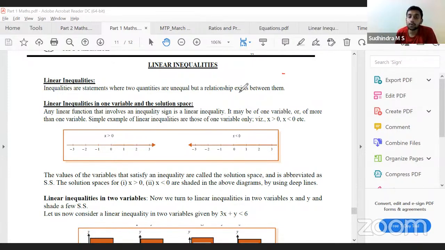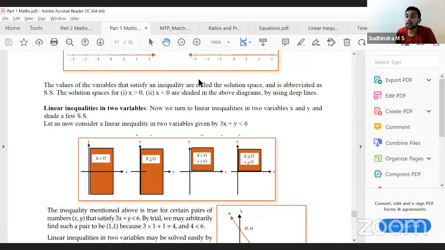Now, if we say x is equal to 0, then we have only one solution, x equals 0. But if we say x greater than 0, then x can take any value greater than 0. So any value from here would be the solution. Therefore, we call it the solution space. Similarly, x less than 0, any value from here, is the solution space. Similarly, we can have an inequality like 3x plus y is less than 6. How do we denote it? We use graphical representation.